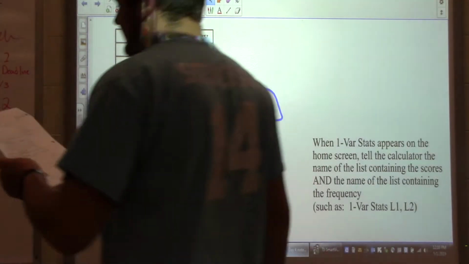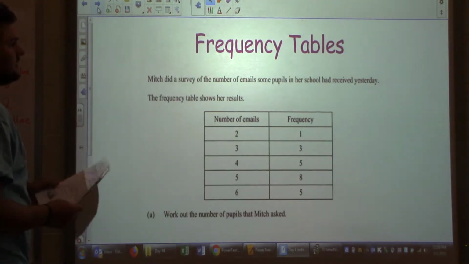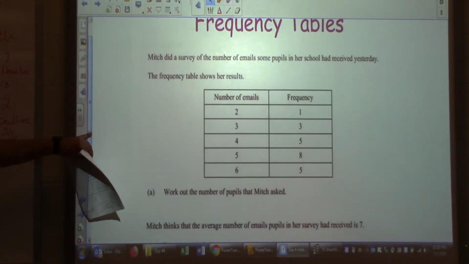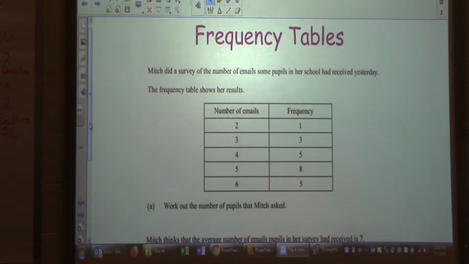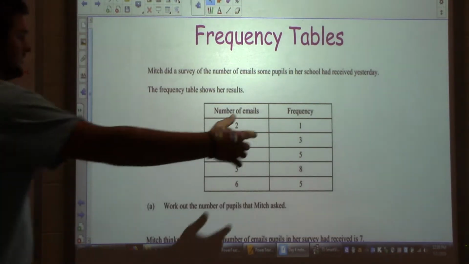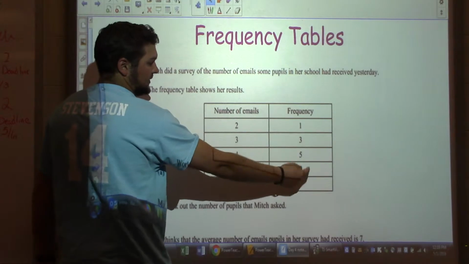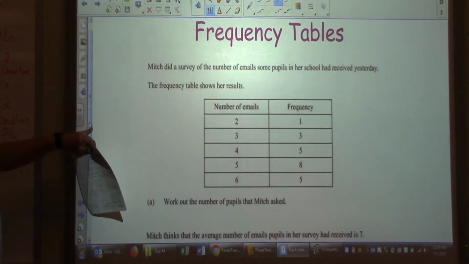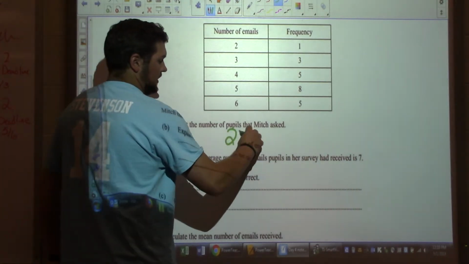Mitch did a survey of the number of emails some pupils in her school had received yesterday. The frequency table shows the results. Work out the number of pupils Mitch asked. Okay? Someone help me out. How many people did Mitch ask? How do I figure that out? Add the frequencies. Add 1 plus 3 plus 5 plus 8 plus 5. Should give us 22, I believe, correct? So 22 people.